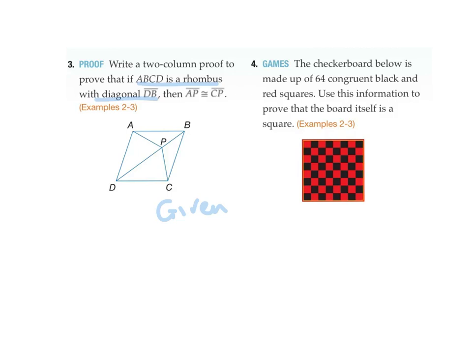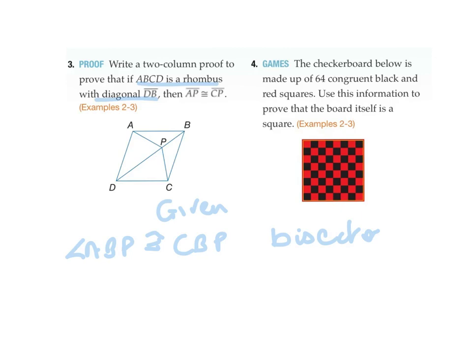BD must bisect angle B, so there's your definition of a bisector. So angle ABP must be congruent to CBP. Okay, so that's bisector, definition of a bisector. Okay, what else do we know?